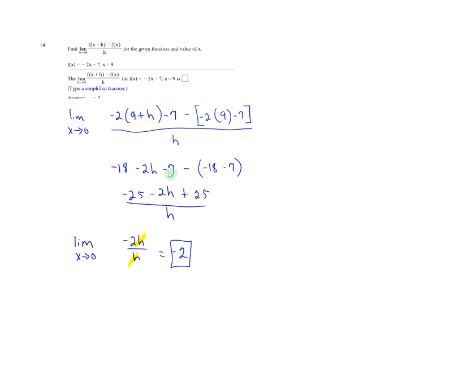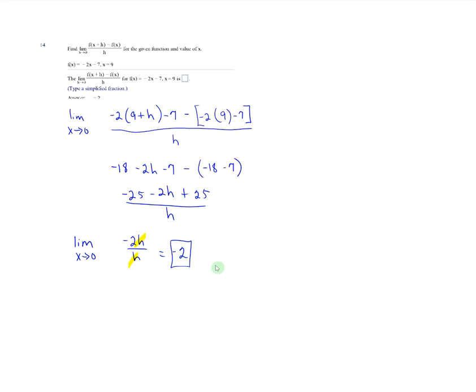minus 2h minus 7 minus, inside here I have negative 18 minus 7. So here I've got negative 18 and a minus 7, that's negative 25, minus 2h. This is a negative 25, this is a minus, that becomes a positive 25. So now the 25s are gone. I have negative 2h over h. Limit as h approaches 0, cancel out the h's, and you are left with negative 2.